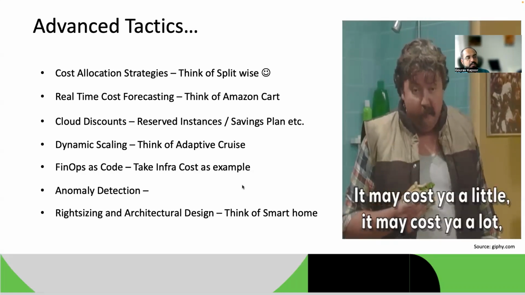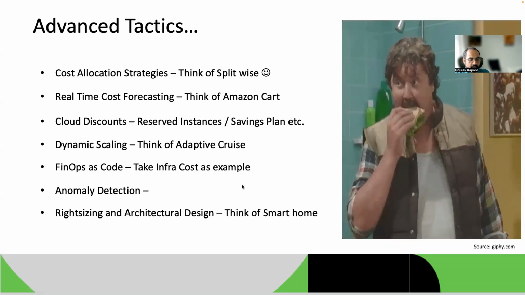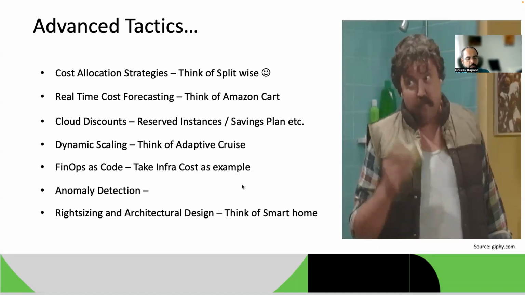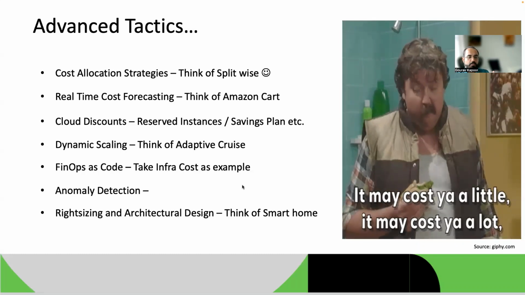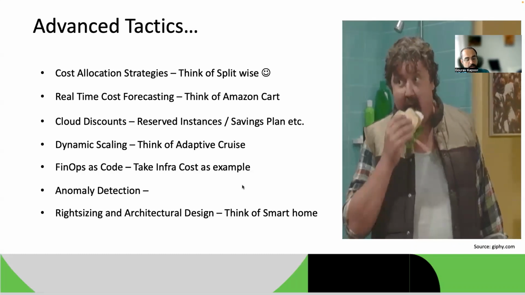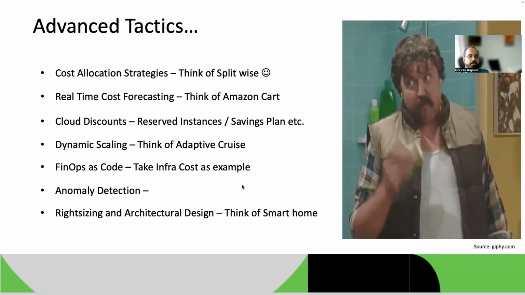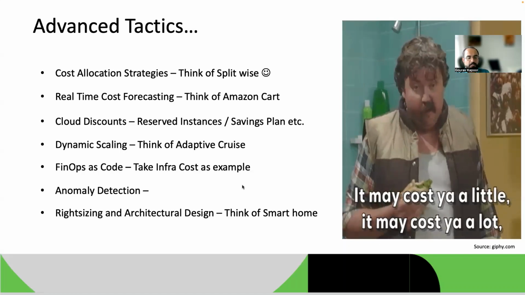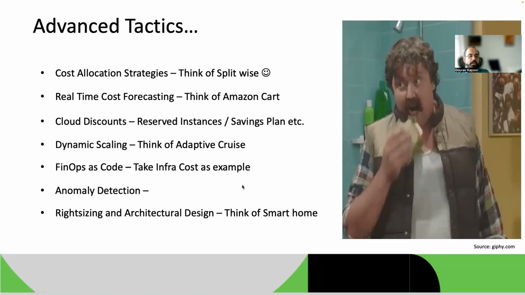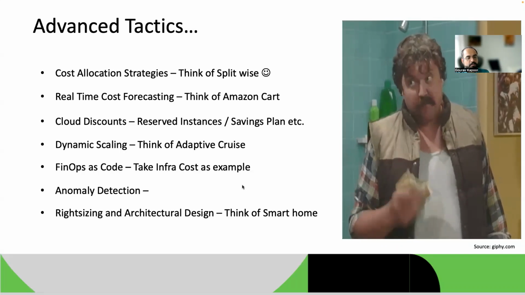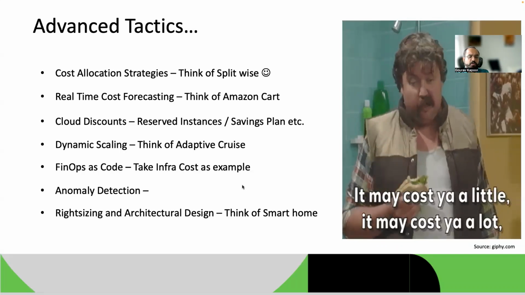Some of the tactics I mentioned here: think of Splitwise. I'm sure many of you may already have heard about Splitwise, how we use it among our friends or groups, and we split expenses, which gives us the visibility into who owns how much and who has contributed what portion of that expense. Real-time cost forecasting.